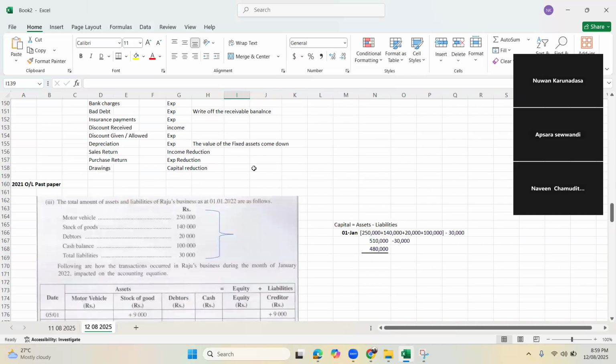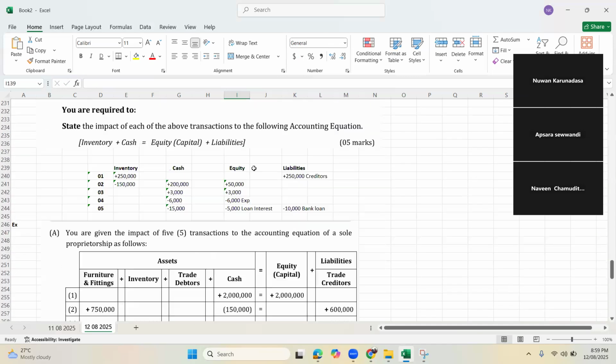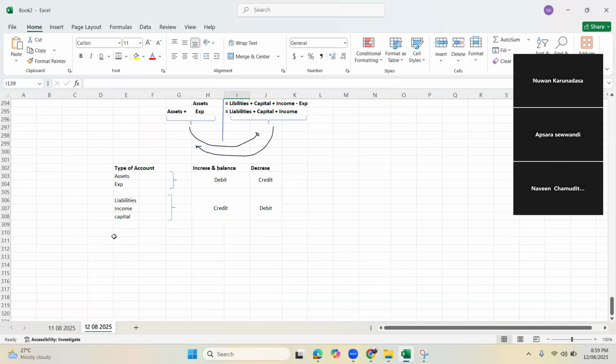Right. Then we'll write a few examples for the double entries. This is the key to success. Example: owner's investment in cash, 50,000. Now you need to think about the double entry.